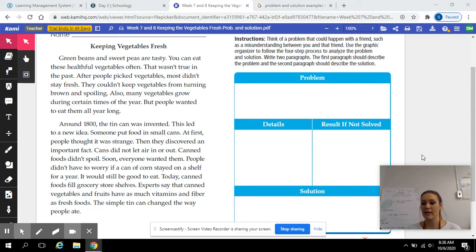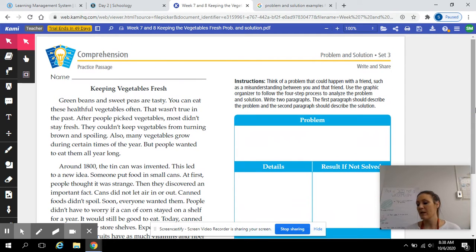So jumping into problem and solution today, just to review, problem is the thing that goes wrong in a story. The character might have a problem. They have something that needs fixed, they're having a rough time, something like that. And then the solution is how they fixed that problem or how it was solved. So, for example, say my problem is I locked my keys in the car. Well, my solution would be someone had to bring me a spare. It could be as simple as that.